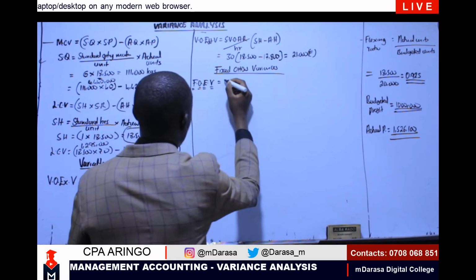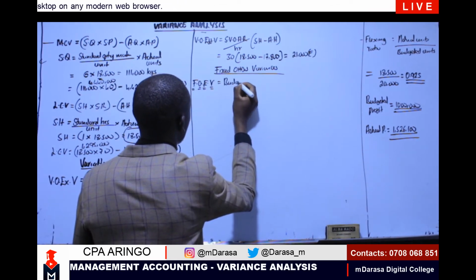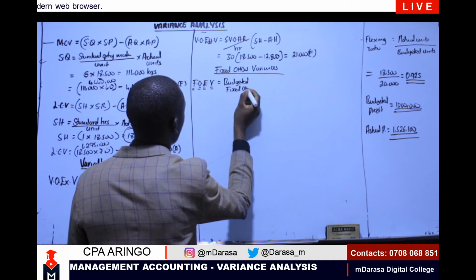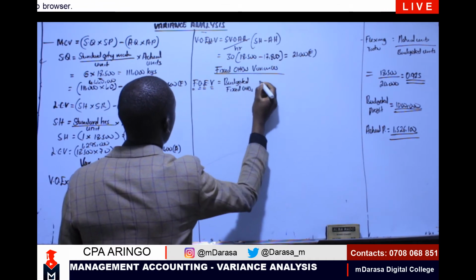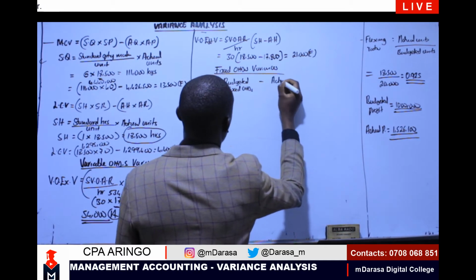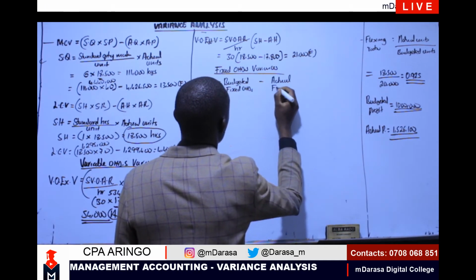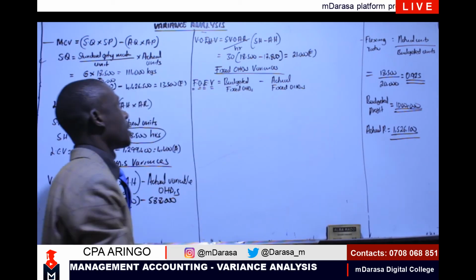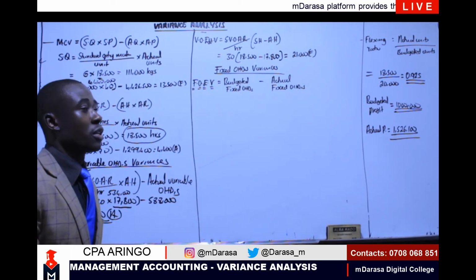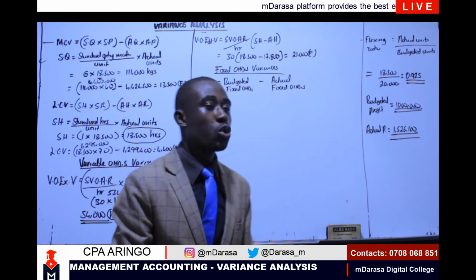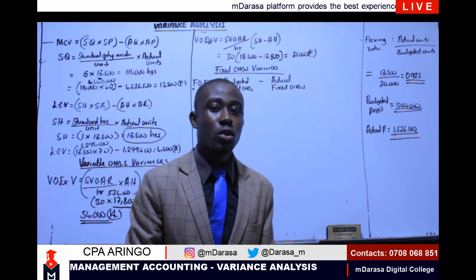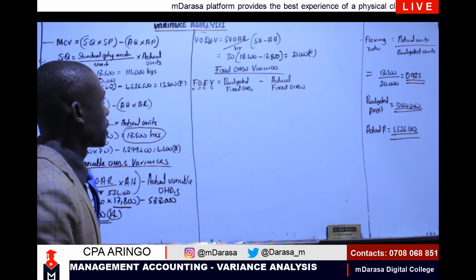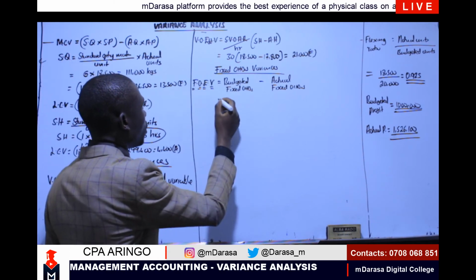We'll be taking our budgeted fixed OHDs, we less our actual fixed OHDs. As simple as that. We take our budgeted fixed overheads, we less our actual fixed overheads. So therefore, in that case, we should be taking our budgeted fixed overheads.